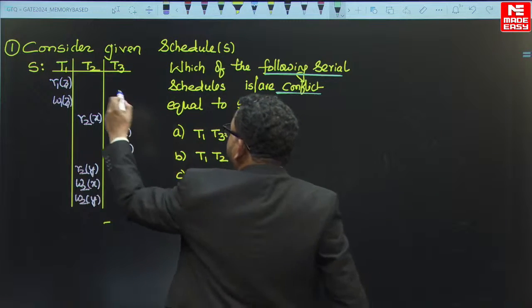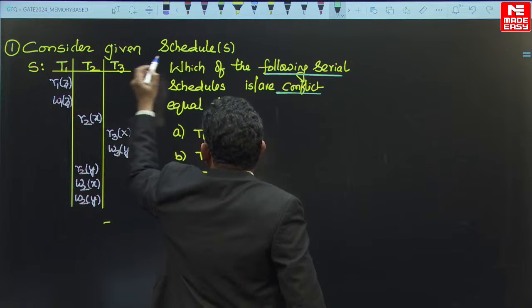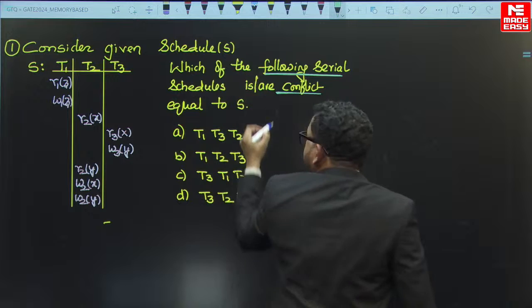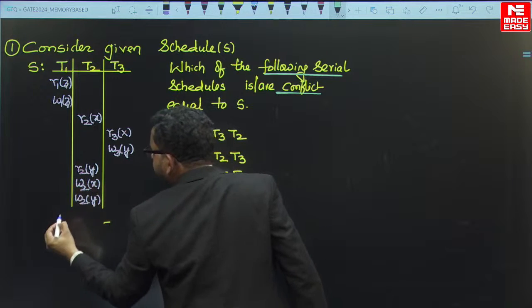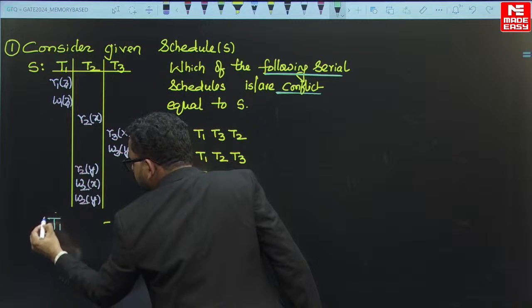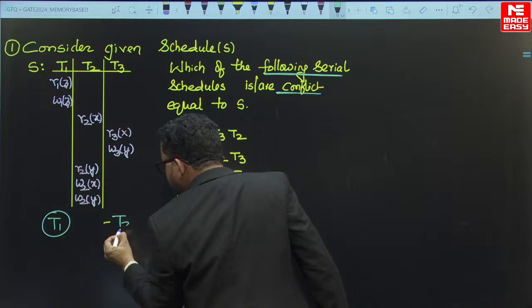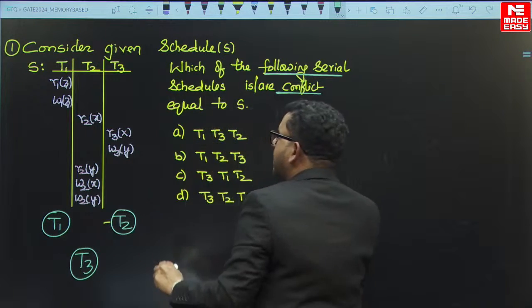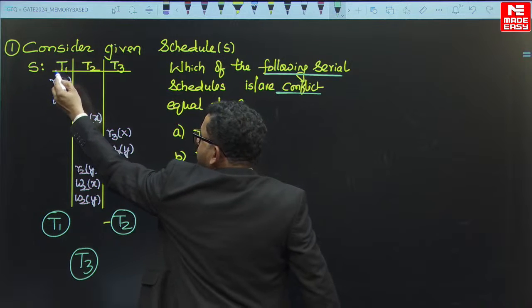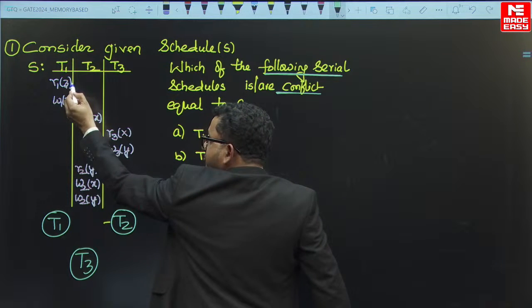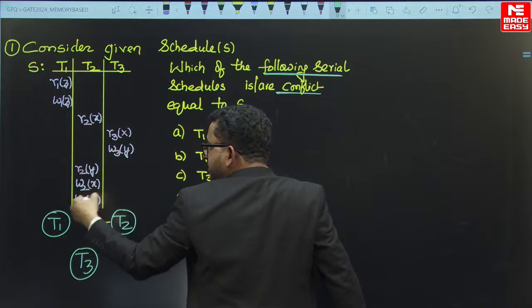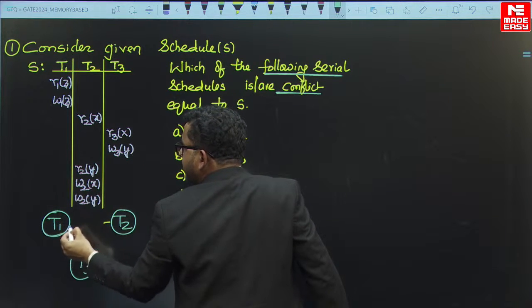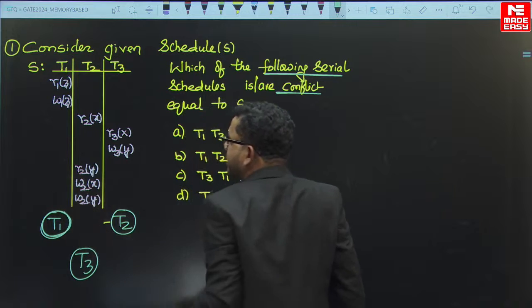Now, which of the following is serial for conflict equality? We need a conflict equal serial schedule, which means simply draw the precedence graph. To get the conflict equal serial schedule, simply draw the precedence graph. T1 performs read and writes on data item Z, which no other transaction uses, so T1 does not conflict with anyone.